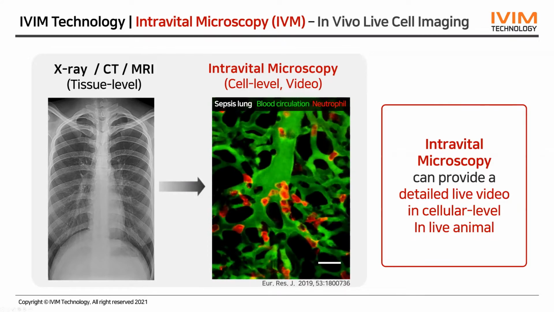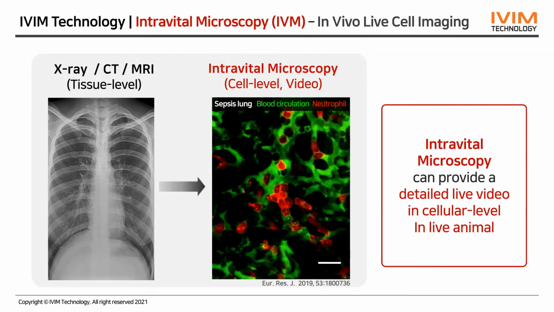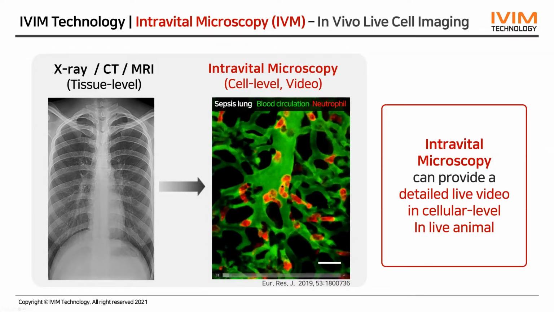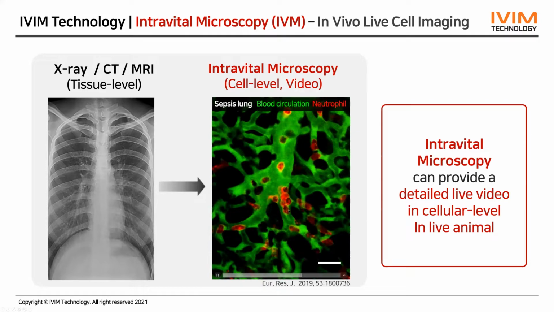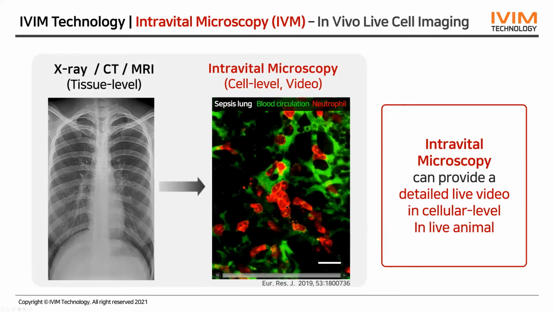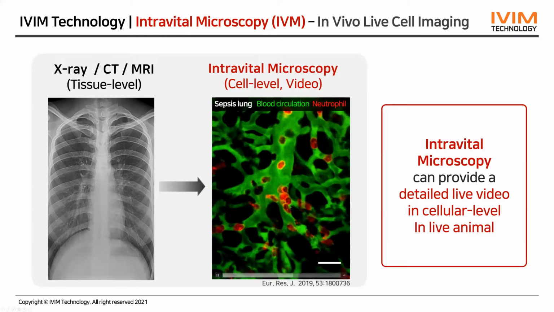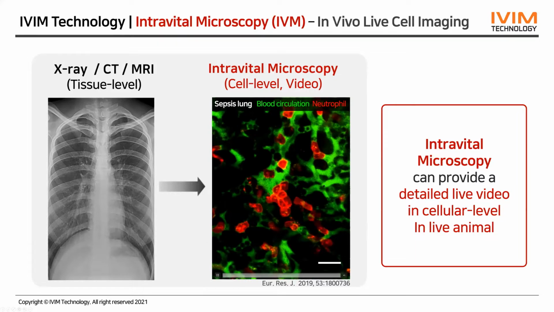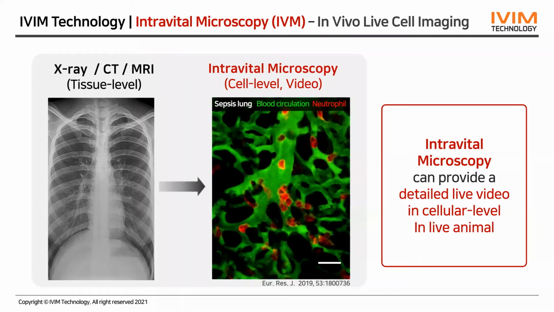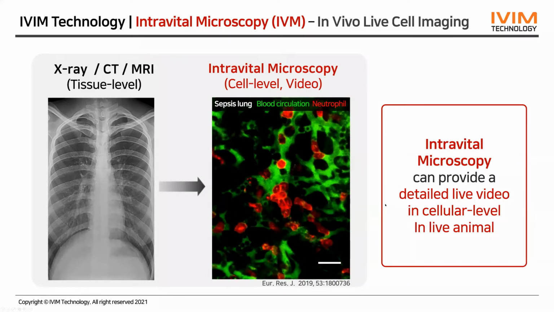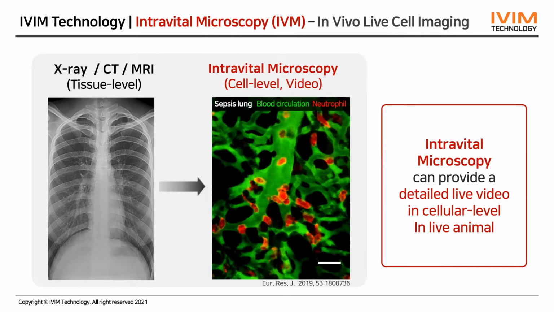In this example, you can see very active movement of the neutrophil inside the lung of the sepsis mouse model. And as you can see, at some point this neutrophil makes a cluster inside the blood vessel, and then it completely disturbs the blood circulation in this area. So this is a very good example that IntraVital microscopy can provide very valuable live imaging in the development of disease.